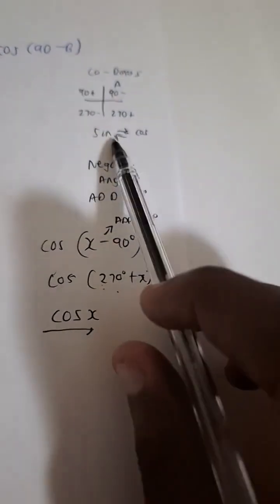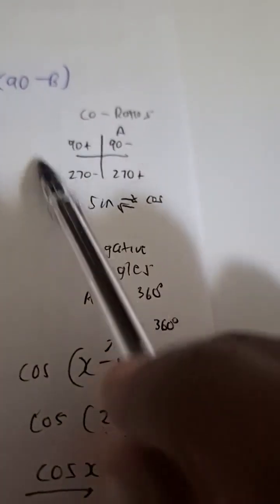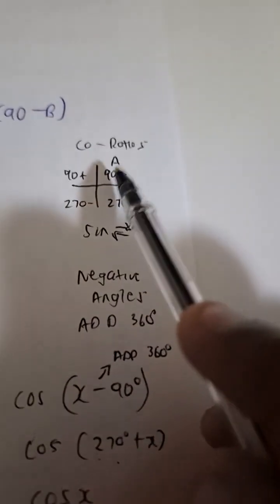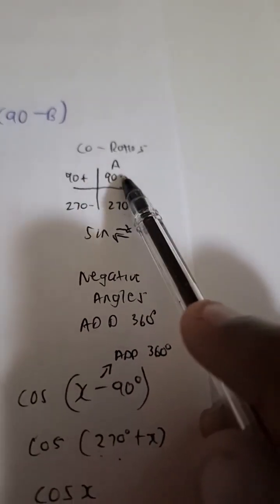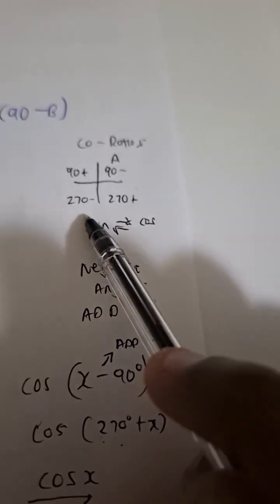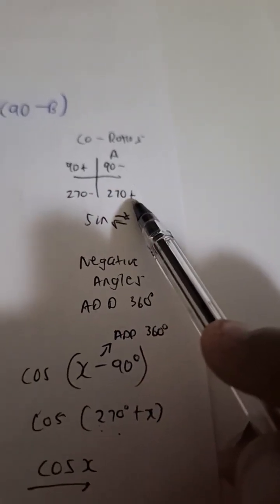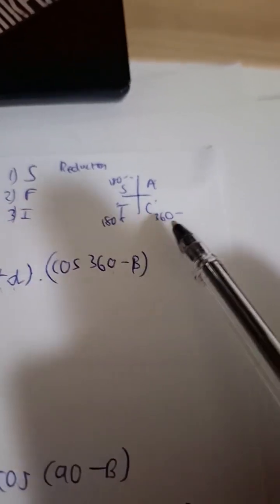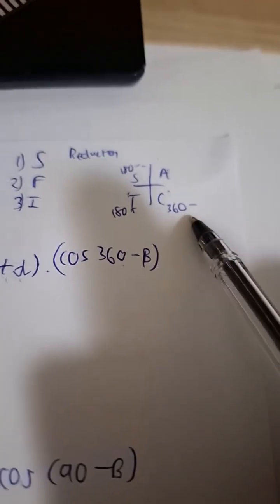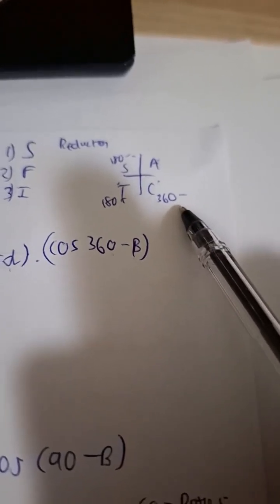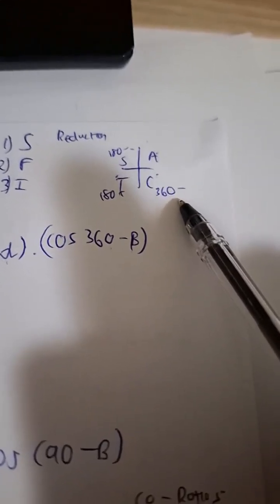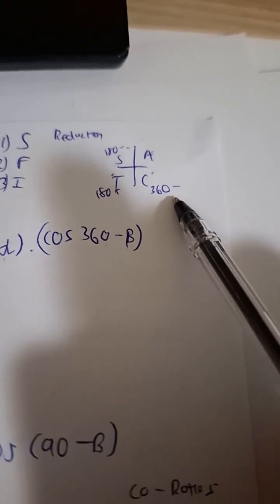So yes, the change from sine to cos and cos to sine only happens with the co-ratios. So the co-ratios, like I said to you guys, are 90 minus, 90 plus, 270 minus, and 270 plus. Okay, so let's not forget that. But with your 180 minus, 180 plus, and 360 minus, there is never a change in the trigonometric ratio. Okay, I hope that makes sense.